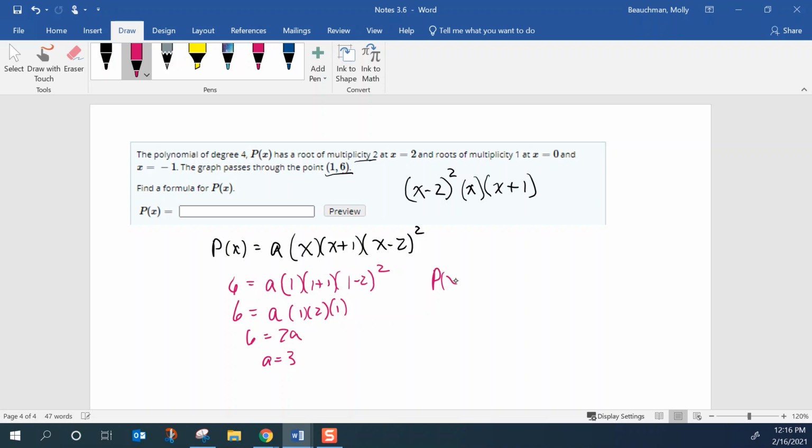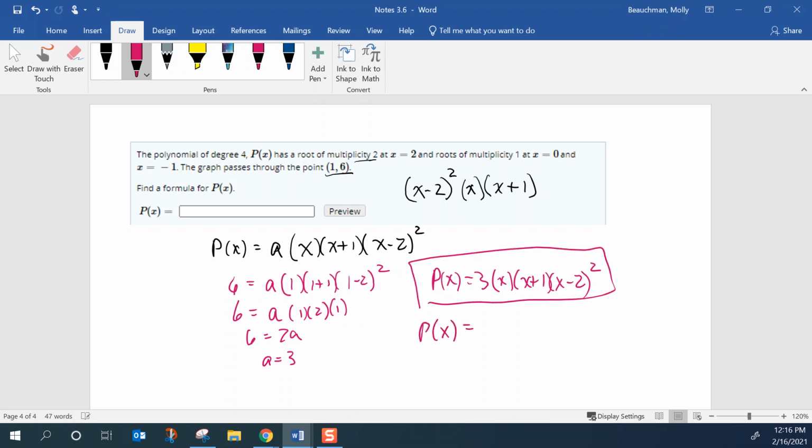So in factored form, your polynomial is 3 times x plus 1 times x minus 2 squared. And that's the factored form, and that might be fine. Or if homework wants you to multiply it out, you would multiply this out. But I think factored form will probably be okay.